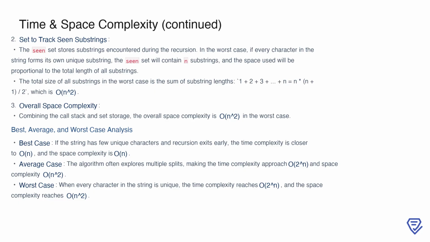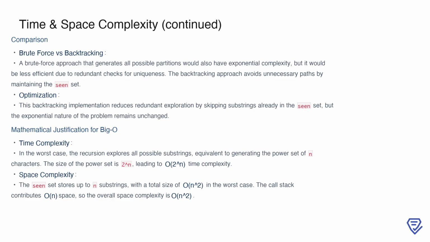When analyzing different scenarios, the best case occurs when the string has very few unique characters, causing the recursion to terminate early. Here, the time complexity is closer to O(n), and the space complexity is also reduced to O(n). However, in average and worst-case scenarios, the time complexity approaches 2 to the power of n, and the space complexity remains O(n squared).